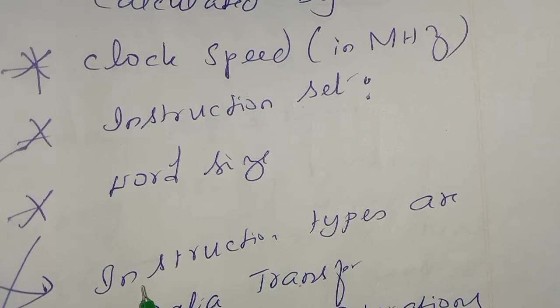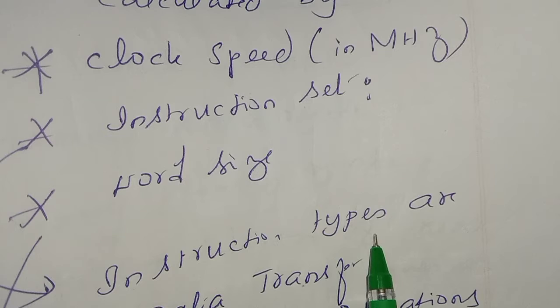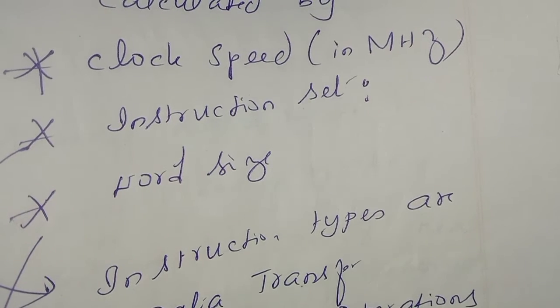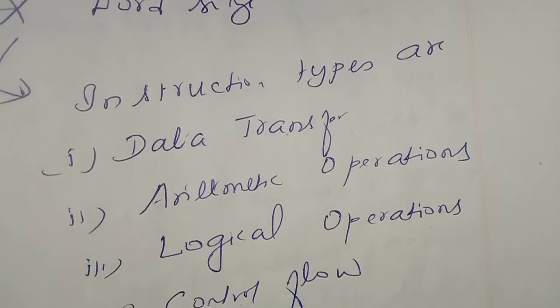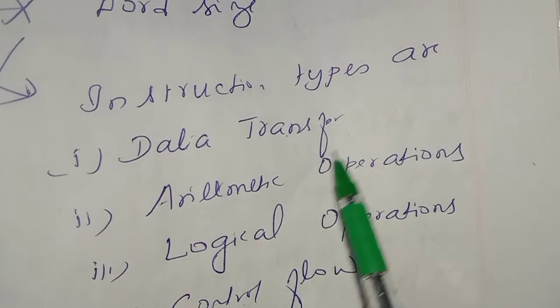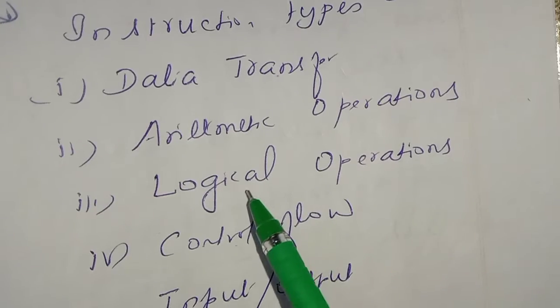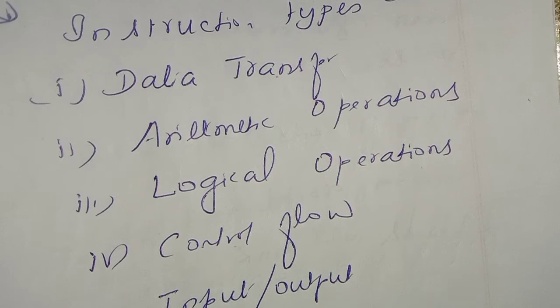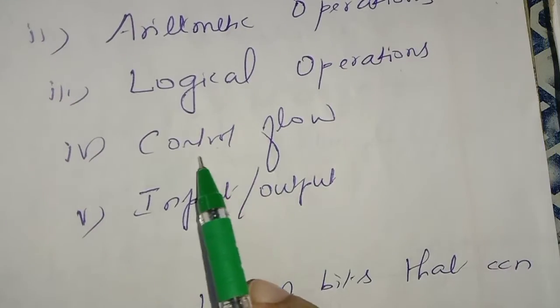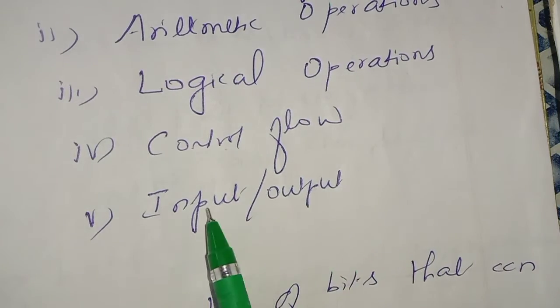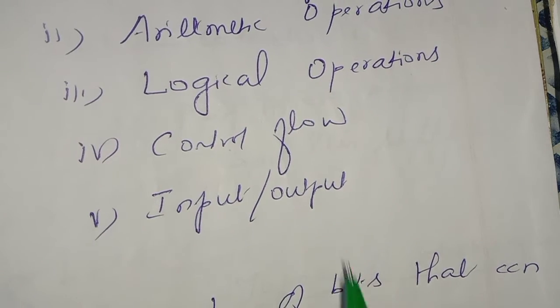Now, instruction types. Understood or not? Data transfer, that is transferring data from one place to another. Next, arithmetic operations: addition, subtraction, multiplication, division. Next, logical operations: AND, OR, NOT, and those derived from them, NAND, NOR, XOR, XNOR. Control flow, greater than or less than. Input, output, read or write.